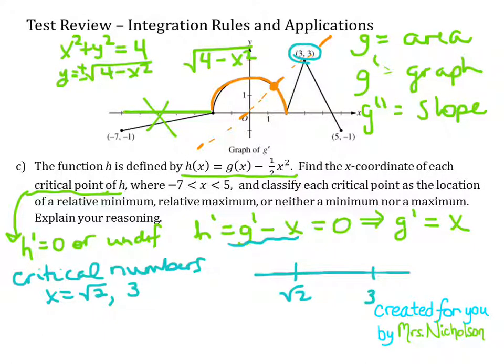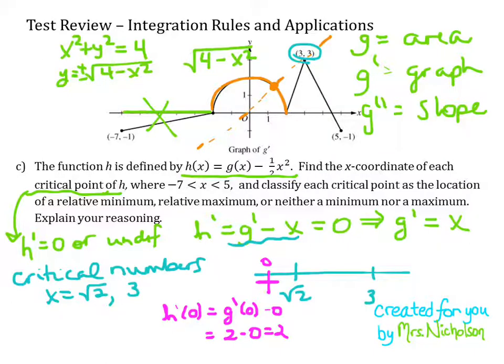So let's pick a number over here less than square root of 2. I'm going to choose 0. 0 is in this interval. And if I substitute 0 into my derivative, h prime of 0, well, that's going to be g prime of 0 minus 0. g prime of 0 is positive 2, in fact, minus 0, and so this is equal to 2. And it doesn't matter that it equals 2. What matters is that this is positive.